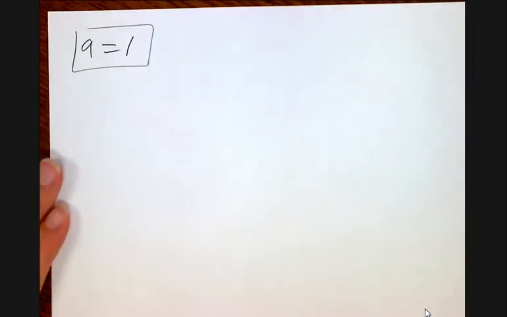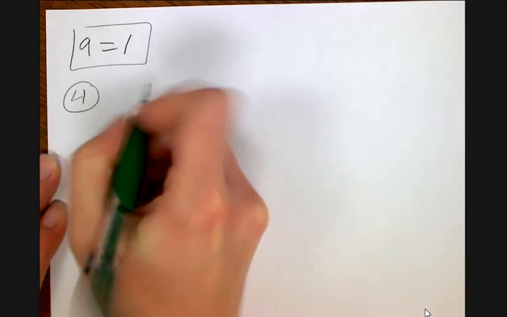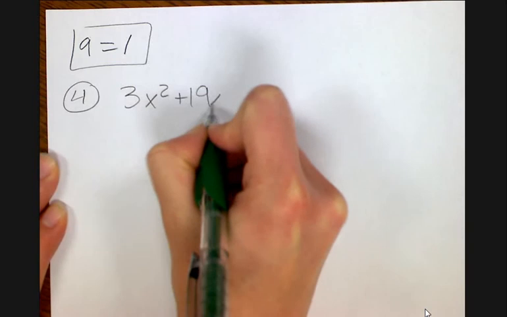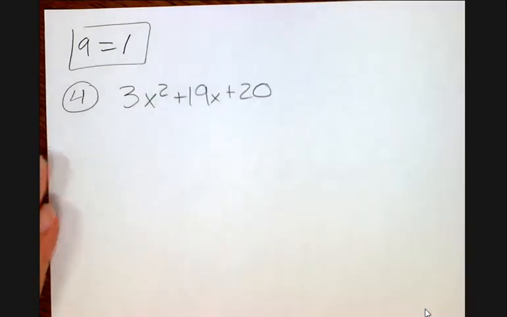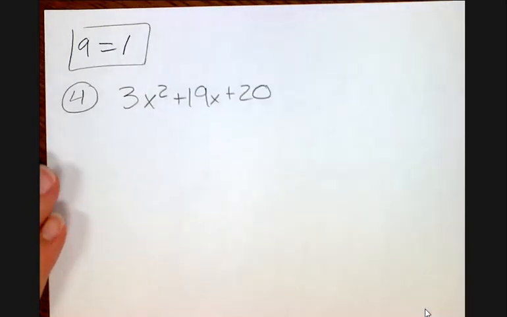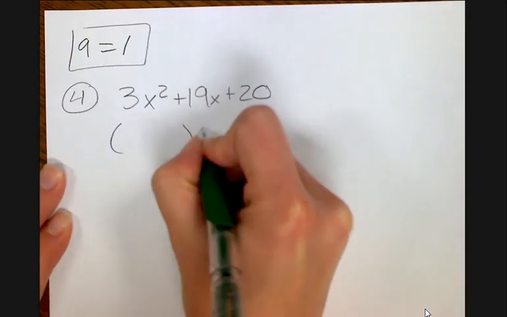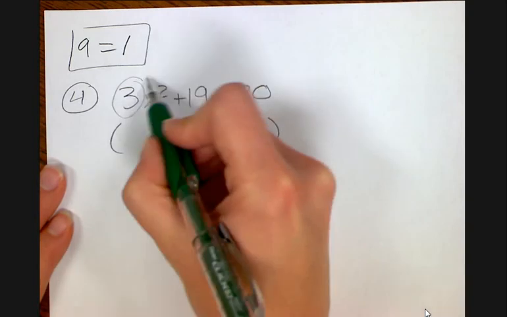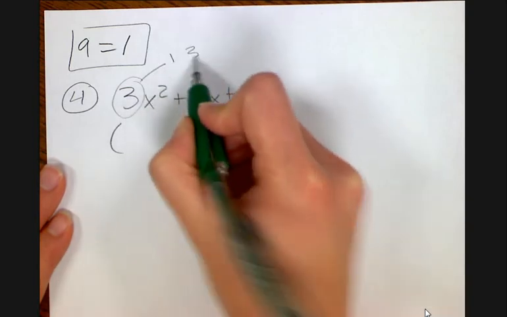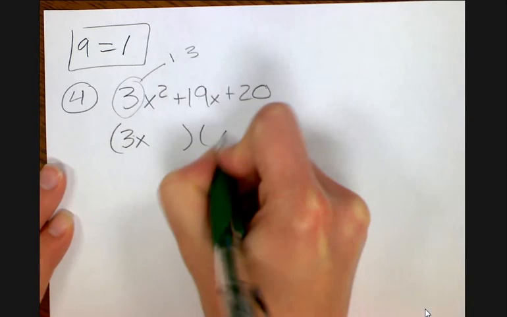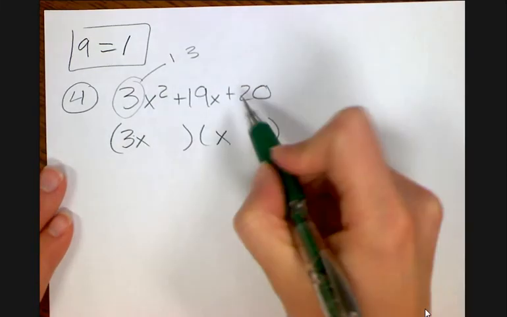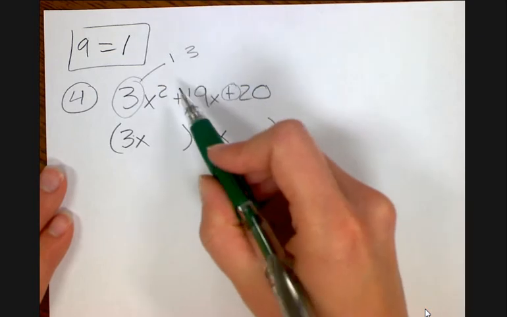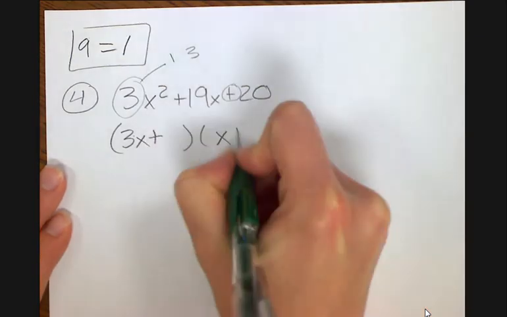So this is example number 4, and you have 3x squared plus 19x plus 20. And we are going to have our two different sets of parentheses still, but this time we have a 3. So this can be broken down into 1 and 3. So one of them is going to be 3x, the other one's just going to be x. This last sign out here says they're both going to be the same, and the one in front of the 19 says they're both going to be positive, so we know that much already.